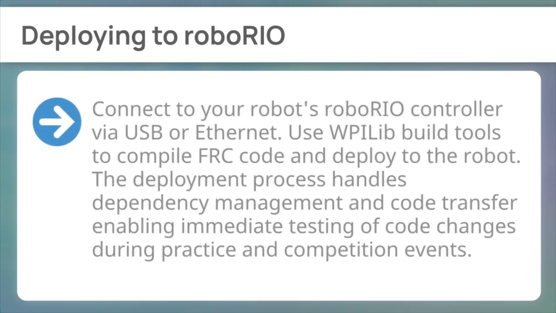Finally, deploying to RoboRio. Connect to your robot's RoboRio controller via USB or Ethernet. Use WPILib build tools to compile FRC code and deploy to the robot. The deployment process handles dependency management and code transfer, enabling immediate testing of code changes during practice and competition events.